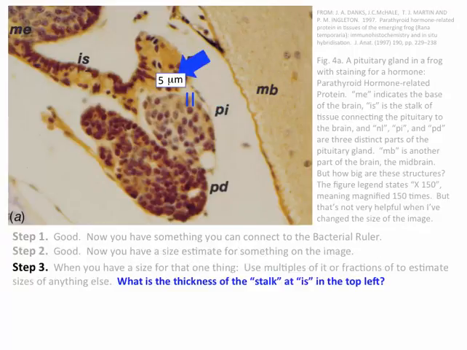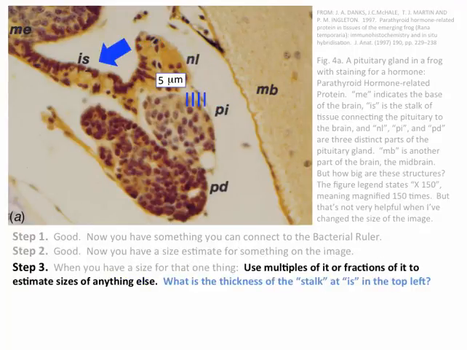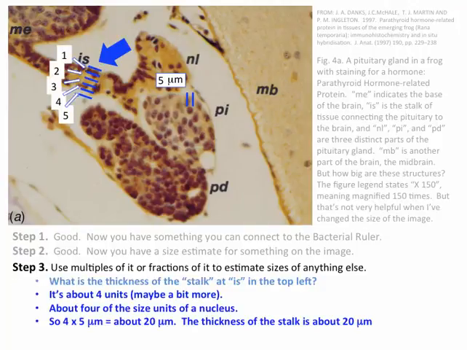What's the thickness of the stalk at IS in the top left, where the arrow is moving? Now we need multiples of our nucleus, and I'll move them up and over to line them up on the stalk. 1, 2, 3, 4, 5, and you can see that the thickness is about 4 nucleus units, about 4 times 5 microns, or about 20 microns.